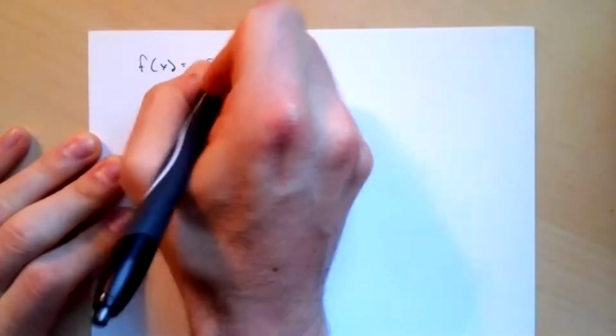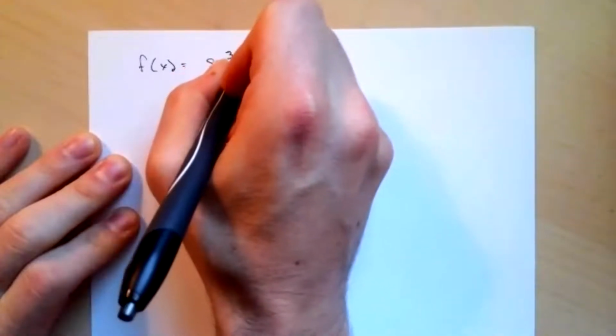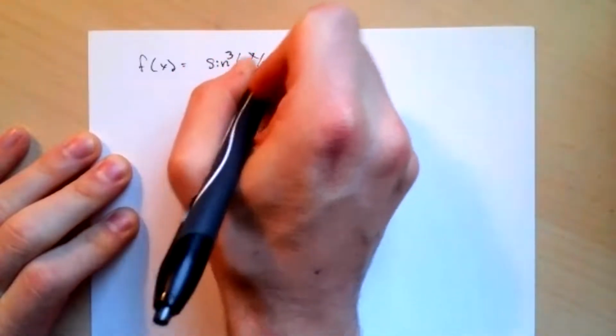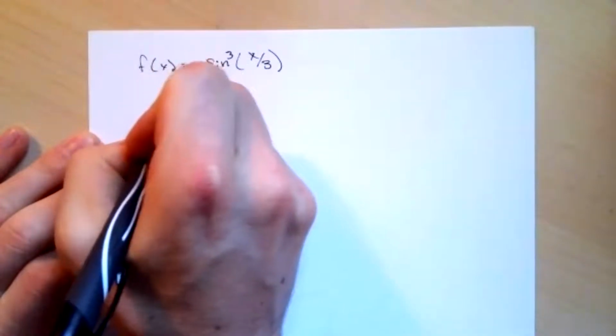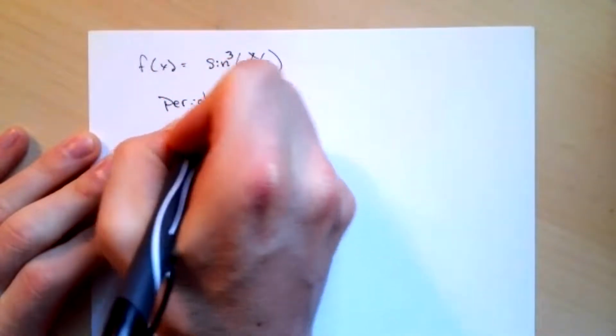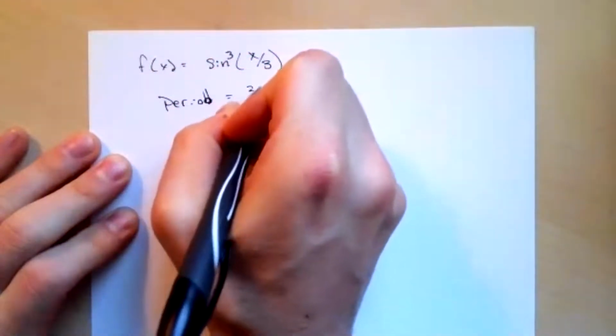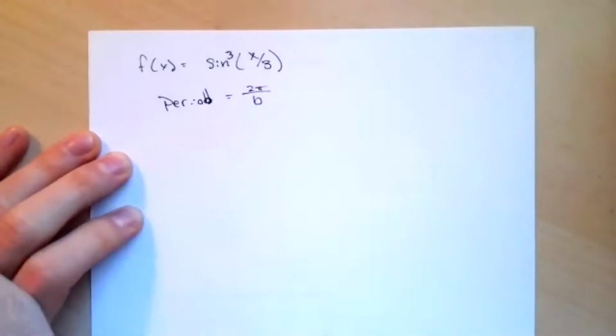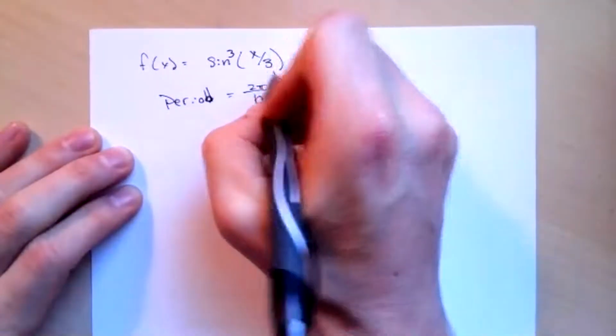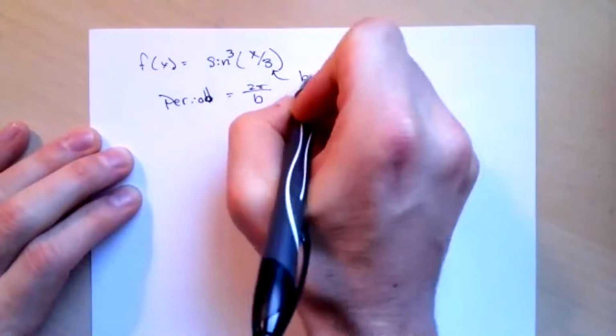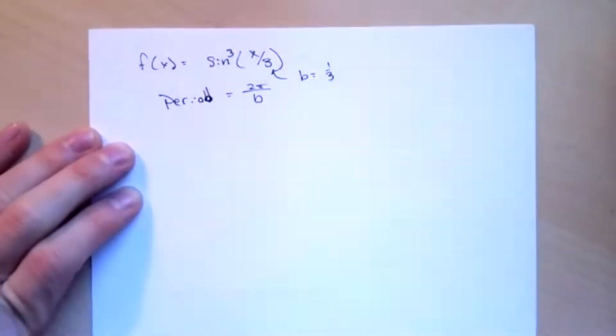So you want to just remember from pre-calc that if you have a function, I'm just going to use x over 3, then the period is 2 pi over b, where b is a third.